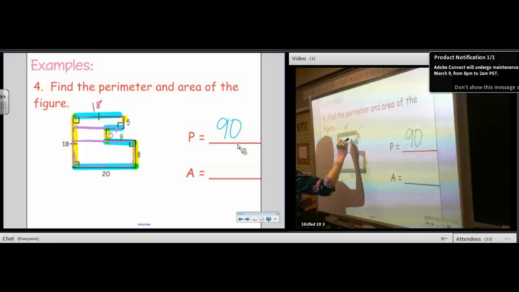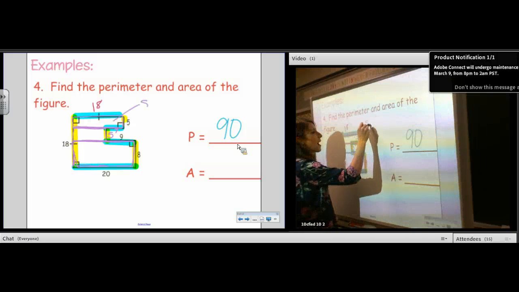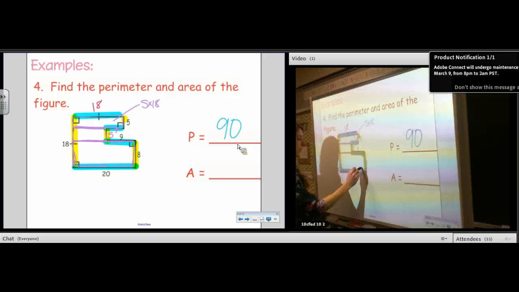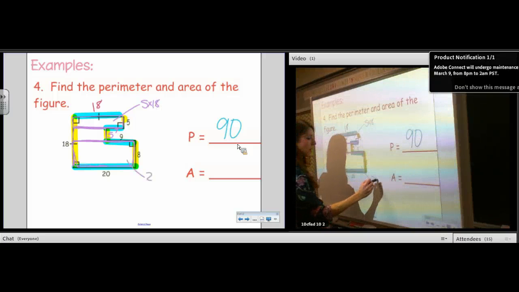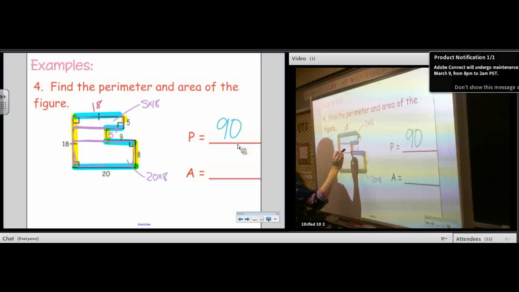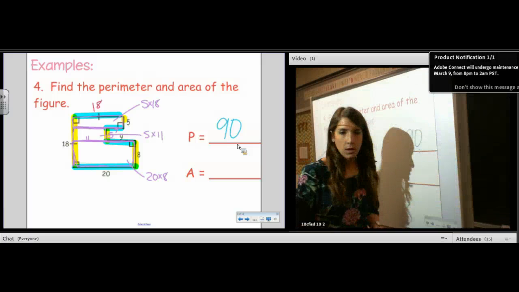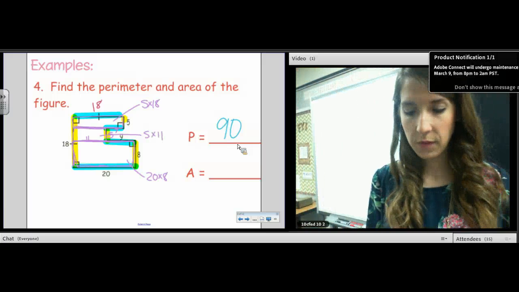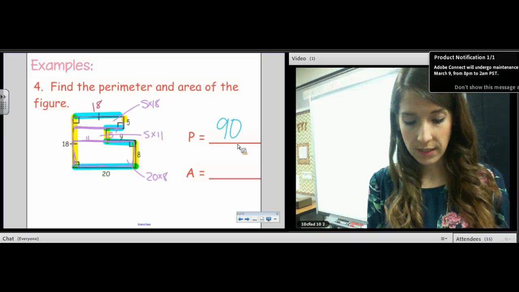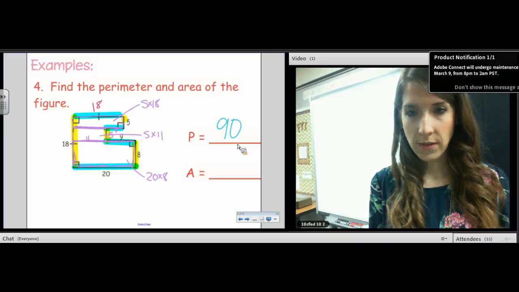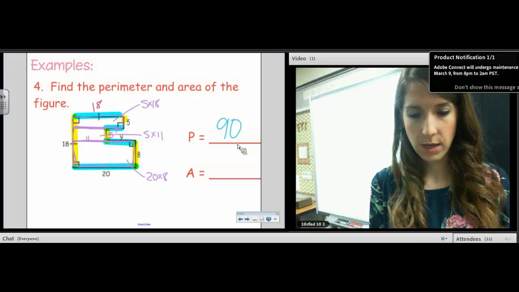So this one right here would be 5 by 18. This one right here would be 20 by 8. And then this one right here, let's see, it would be 5 by 20 minus 9. 5 by 11. Okay. However you want to get the area is perfectly fine. If you divide it up differently, you will get the same answer as me. 5 times 18 plus 55 plus 20 times 8.